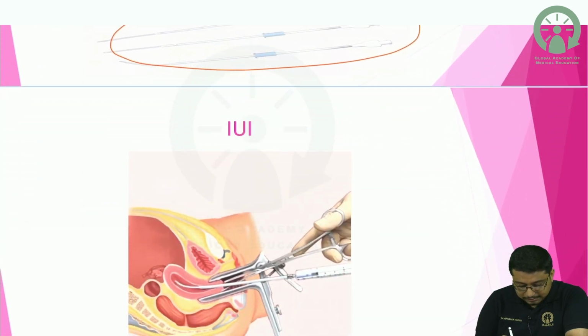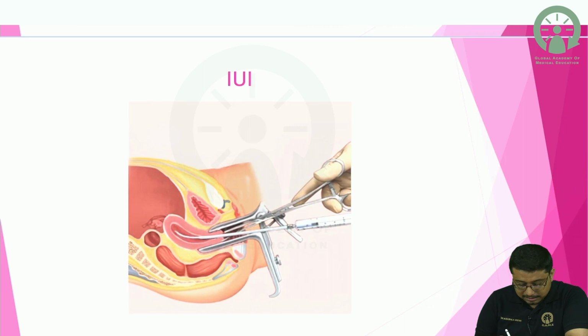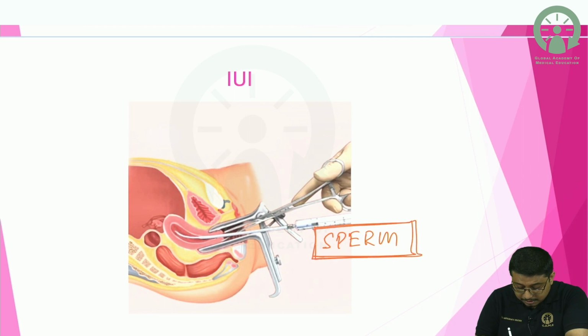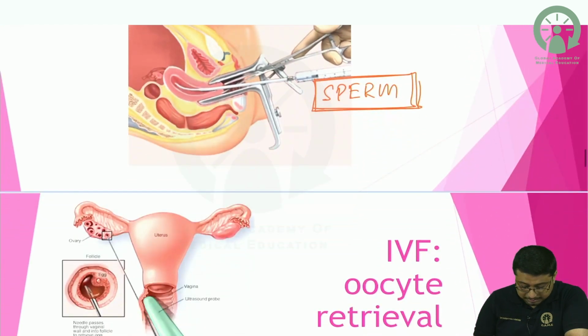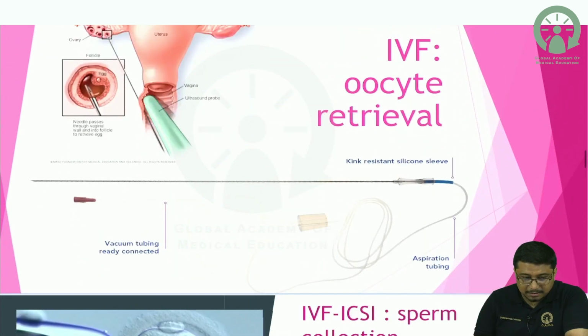So this is how the sperm and not semen. Okay, intrauterine insemination is not semen but sperm. Sperms are directly injected into the uterus. Okay, this is the oocyte retrieval device.